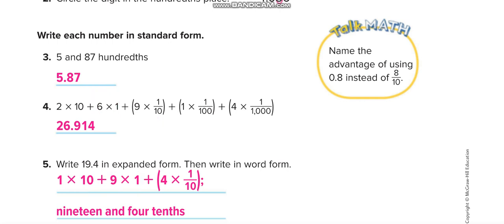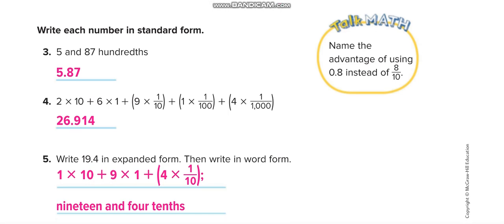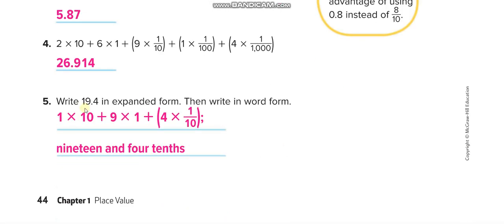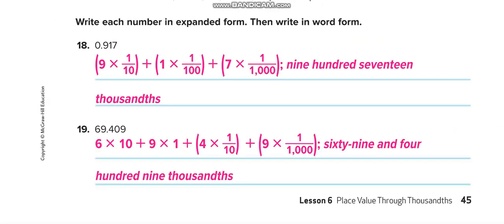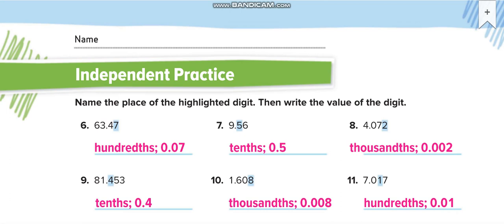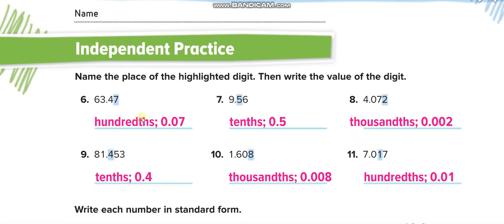Okay, here it is. Now the next one, 19, and for decimal, 4, for what? Tenths. 4 tenths. Okay, next page. Now this is the independent practice. I will solve 2-3 questions for you guys on this page, and remaining all you have to solve.